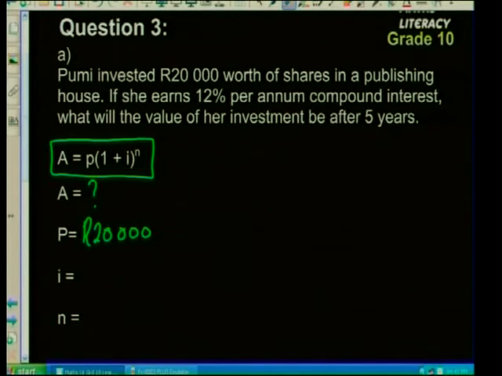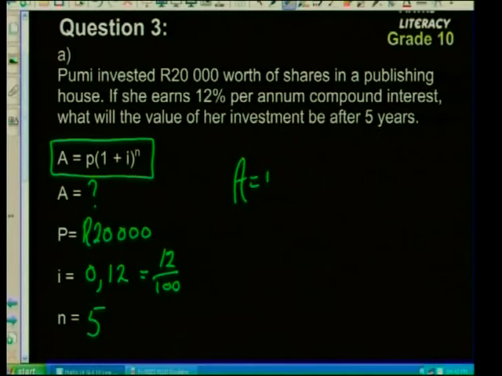My i is my interest. What's my interest? 0.12. Remember, 12% is like 12 over 100. And if I say 12 over 100, 12 divided by 100 gives me 0.12. And n is the number of years I keep it in the bank, there it is, 5 years. Or the number of times I'm going to do the calculation. And if I do the calculation once a year, over 5 years, I've done the calculation 5 times.